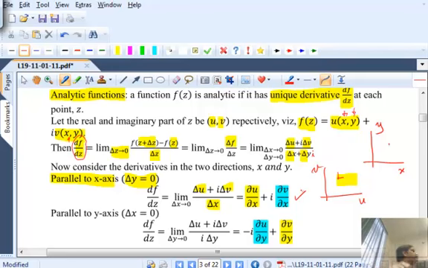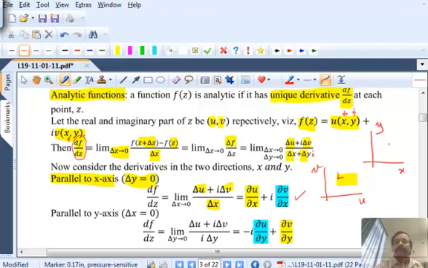I've calculated the derivative df/dz, but in a way where I've specified delta y is equal to 0. That means I've set this equal to 0, so in the denominator I have only delta x. Then delta u over delta x in the limit of delta x going to 0 is du/dx, plus i times delta v over delta x, which as delta x goes to 0 is dv/dx. That's basically applying the definition of a limit.